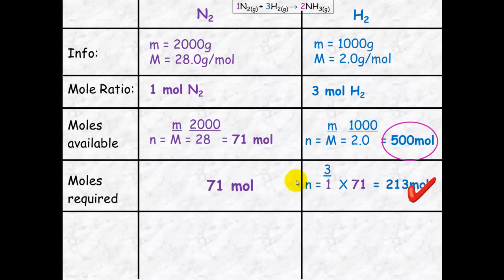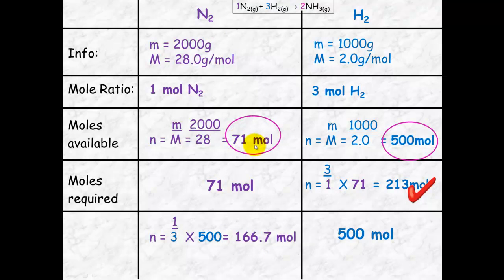So that's okay, that will work in this direction. Let's look at the other way. If I use 500 mole of hydrogen, it's a 3:1 ratio, so I'll need a third of this amount, unknown over known times 500. I'll need 166.7 mole of nitrogen.